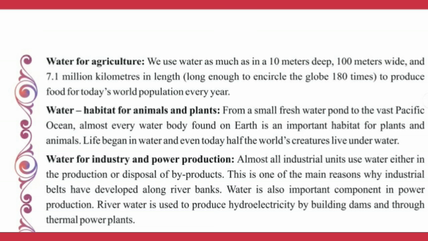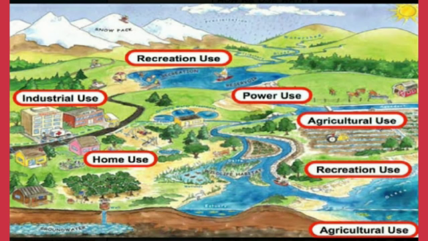River water is used to produce hydroelectricity by building dams and through thermal power plants. So water is used in our homes, water is used in industries, for recreation purpose, for power production and also for agriculture. Dear children, let's start saving water.